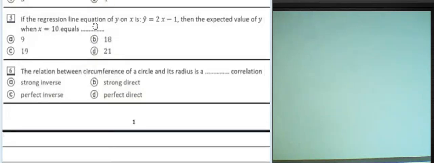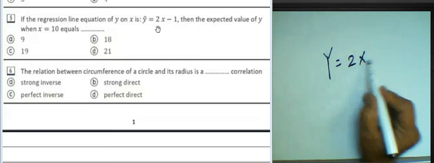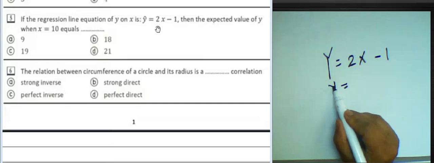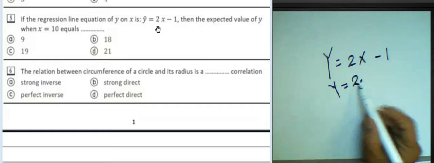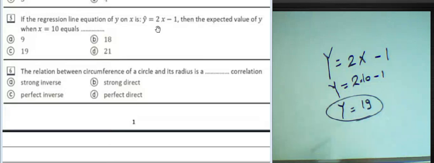Question 5. If regression line equation of y on x is y equal to 2x minus 1, then the expected value of y when x equal 10 equal space. Put x here equal 10, we have y equal to 2x minus 1, then y equal 2 multiplication by x, x here equal 10, subtract by 1, then y will be equal 20 minus 1 equal 19. Choose letter C.